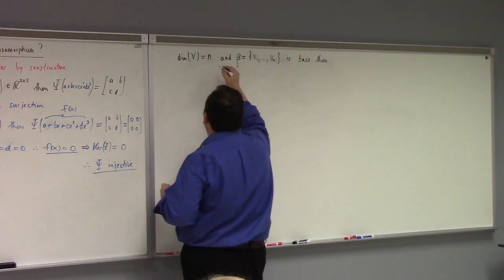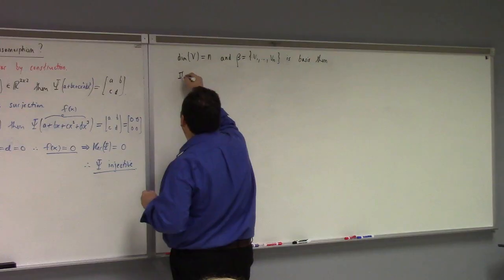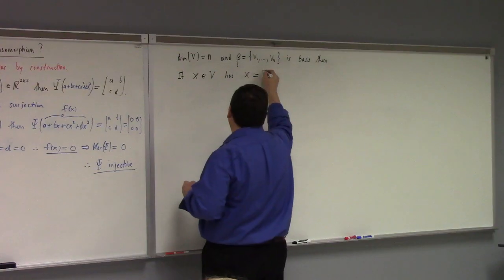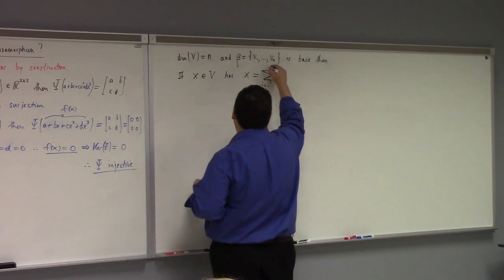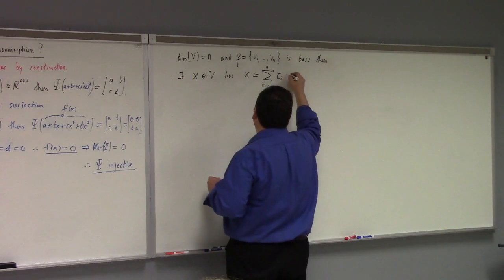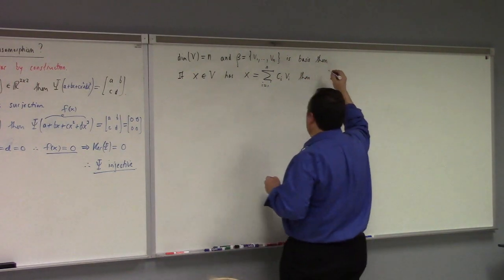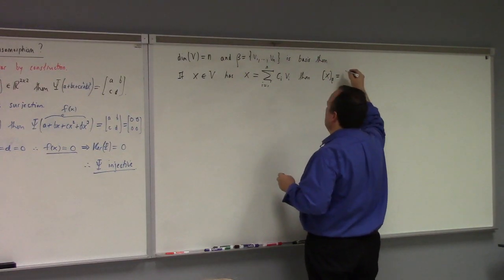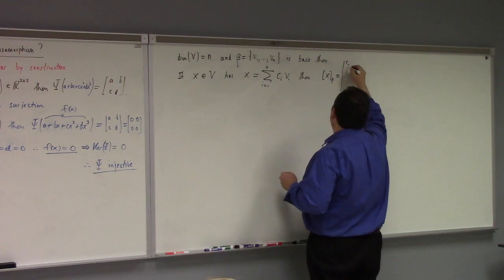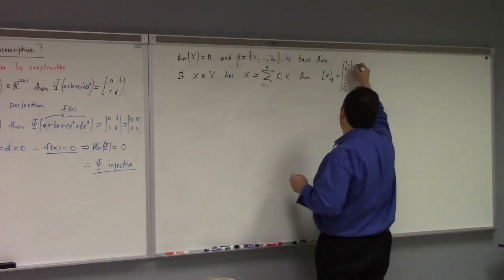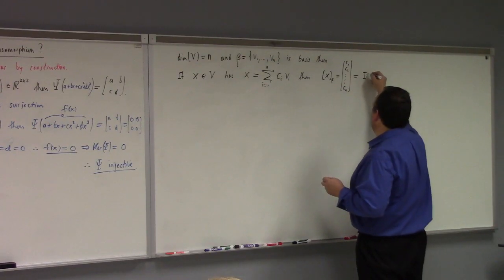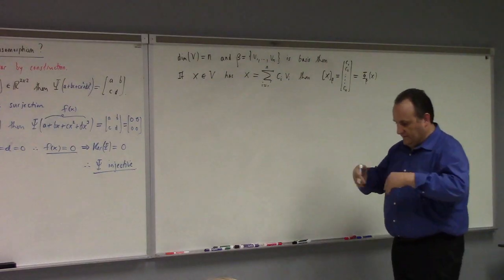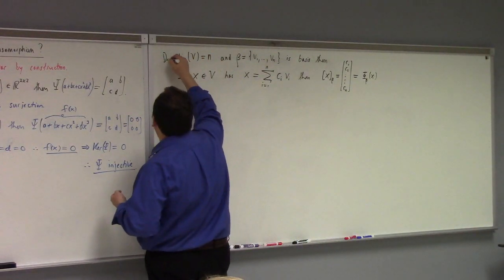Then if x in V has x equal to the sum, i equals 1 to n, of Ci Vi, then the coordinate vector of x with respect to beta is defined to be the column vector of these constants, right? And we also have another notation: phi sub beta acting on x, all right? So this is the definition of the coordinate map.